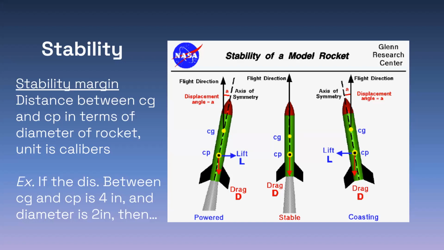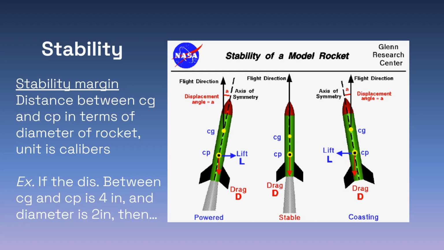So the talk about stability in a rocket brings us to the stability margin. This is the distance between the center of gravity and the center of pressure, which is measured in units of calibers, which is basically the diameter of the rocket. So if I have a rocket with a diameter of 2 inches, and the distance between my center of gravity and center of pressure is 4 inches, then I will have a stability of 2 calibers. So that's 2 stability margins, or 2 calibers.